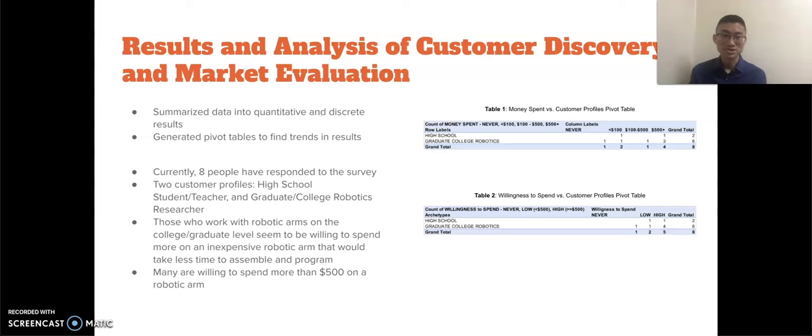Some interesting results that I found include that those who work with robotic arms on the college/graduate level seem to be willing to spend more on an inexpensive robotic arm that would take less time to assemble and program. And the second is that many are willing to spend more than $500 on a robotic arm. I've also gotten responses that indicate that people would pay more than $1,000 on such a product.